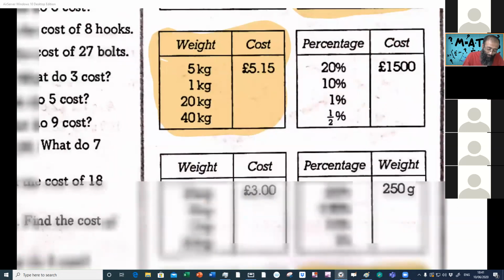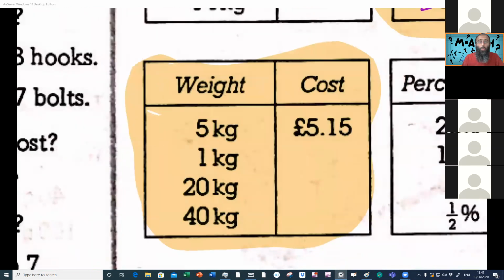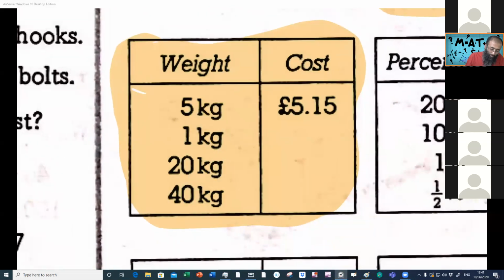Okay, next question. Right, let's have somebody. Who we're gonna choose now? Okay, Mr. Mani Saab, go. Right, Mr. Mani, how do you get from 5 to 1? You divide by 5. And then how do you get to 20 from 5? You times it by 4.